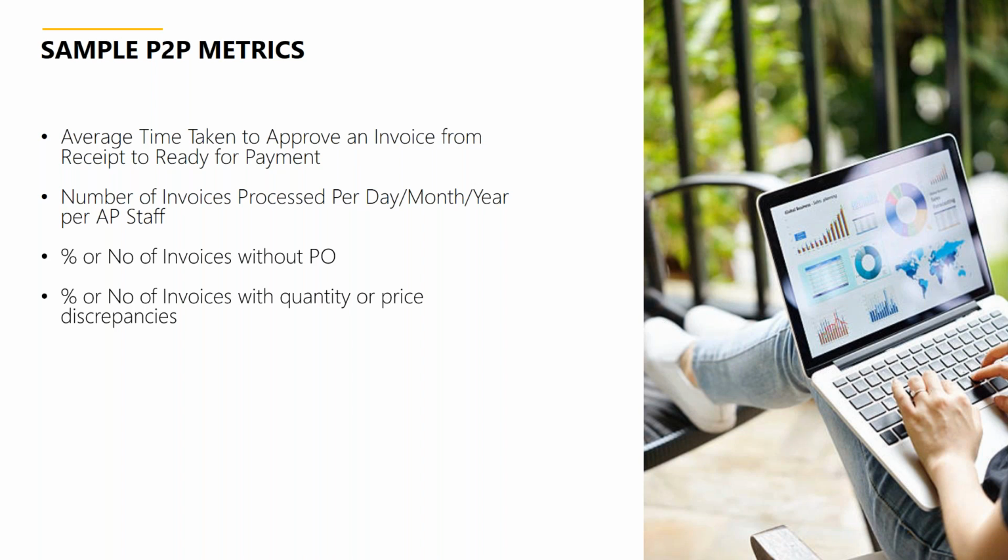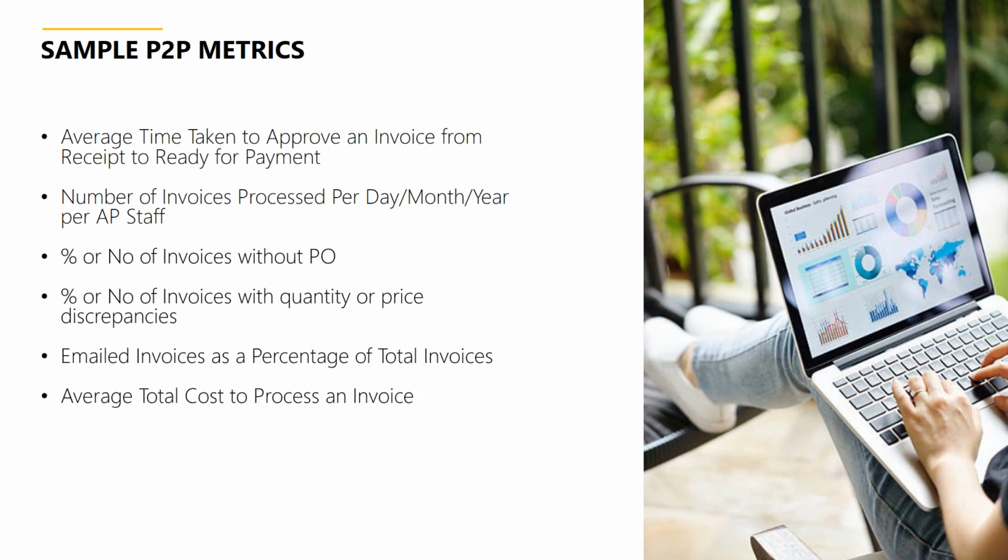The percentage or number of invoices arriving without a PO. The percentage or number of invoices arriving with a quantity or price discrepancy. Perhaps if you're looking at three-way matching with items coming into a warehouse to be counted, then the price and quantity discrepancy percentage tends to rise. Other metrics that can be applied is the percentage of emailed invoices arriving in the organisation as a percentage of total, and the average total cost to process an invoice.